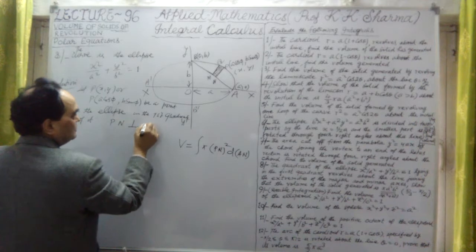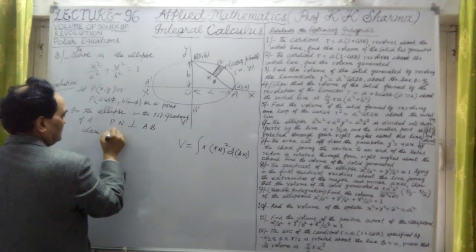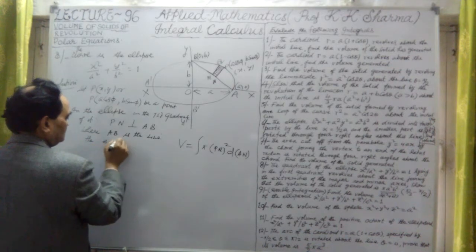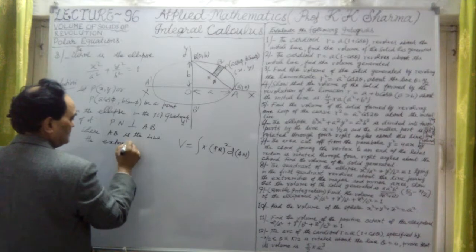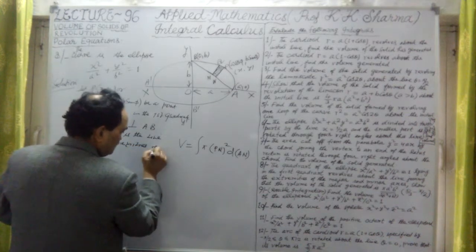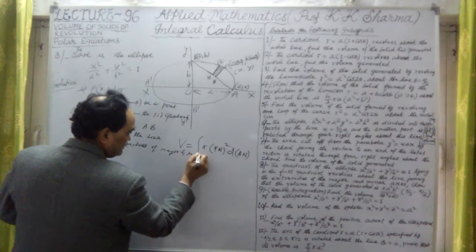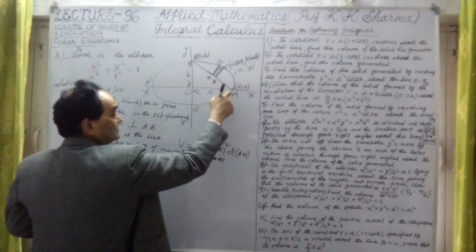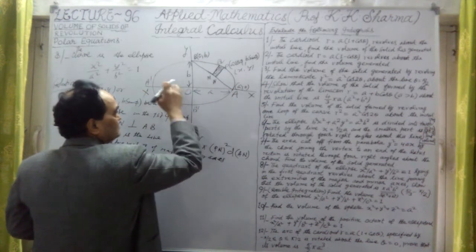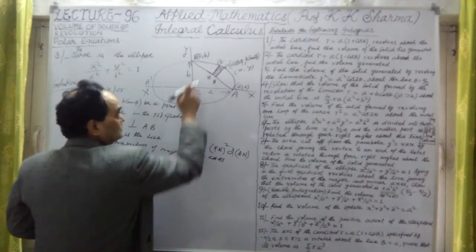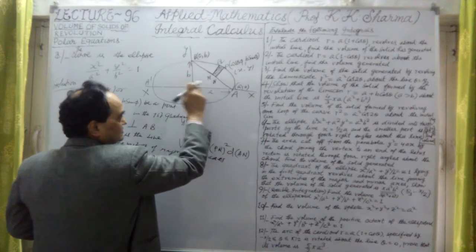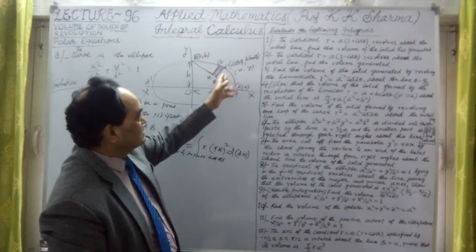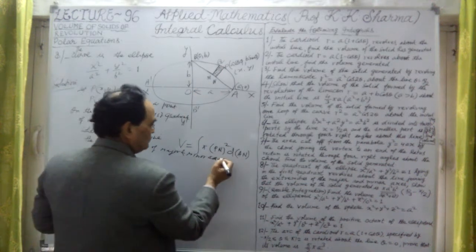PN is perpendicular to AB, where AB is the line joining the extremities of the major and minor axis. Major axis has extremities A and A dash; similarly, B and B dash are the two extremities of the minor axis. One extremity of the minor axis and one extremity of the major axis are joined to obtain this line. About this line we have to revolve the solid under the ellipse in the first quadrant, and that volume is to be found.